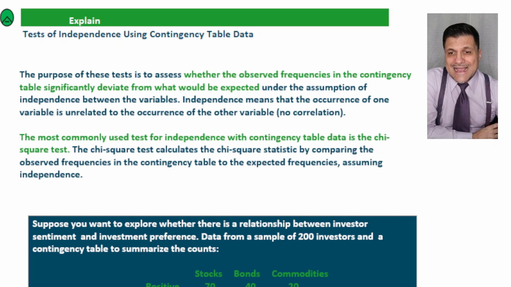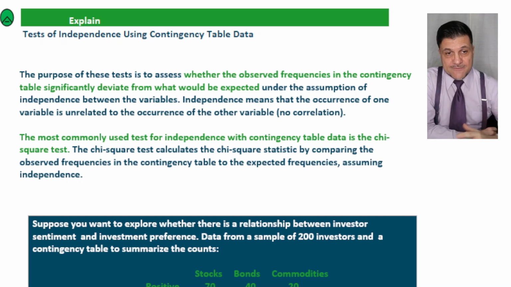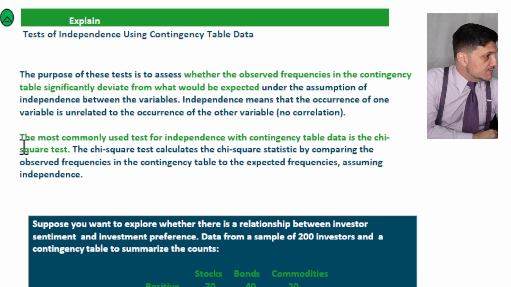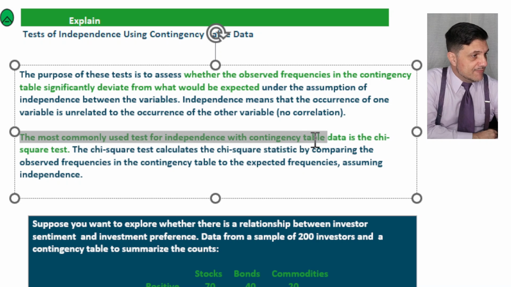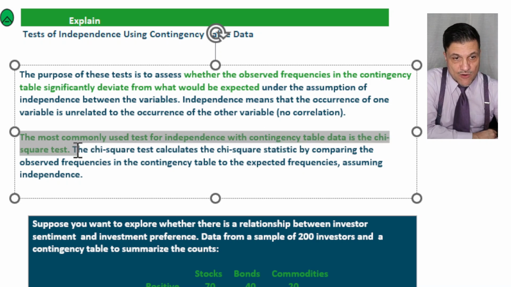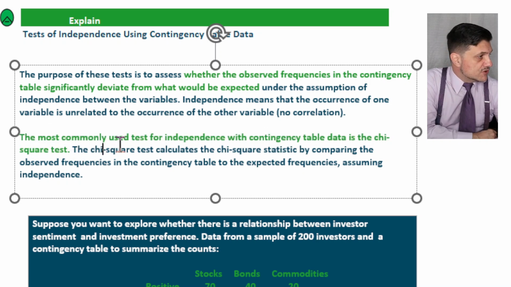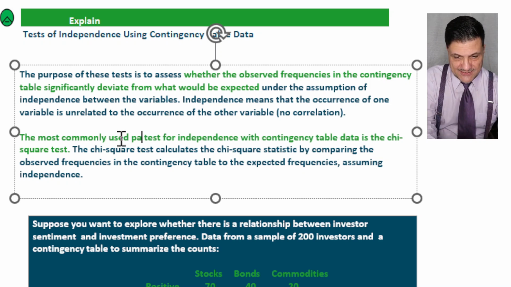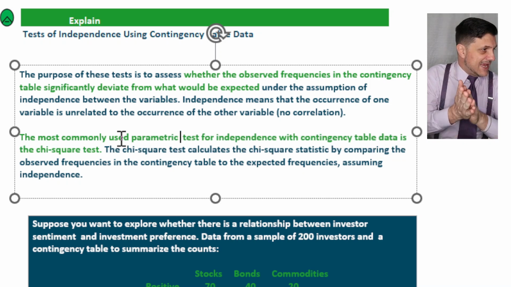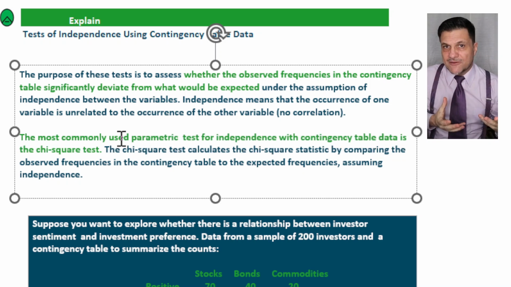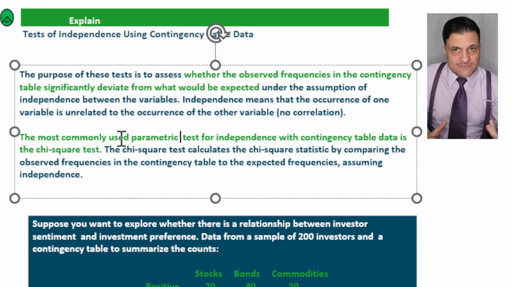Now, I am almost convinced that if you're going to have to perform something related to the chi-square test, it will be given in the problem that you should use the chi-square test. Okay? All right. Because the most commonly used parametric test for independence with contingent table is the chi-square. Why is it parametric? Well, chi-square is a distribution. So if I'm using a distribution, I'm using a parametric test.